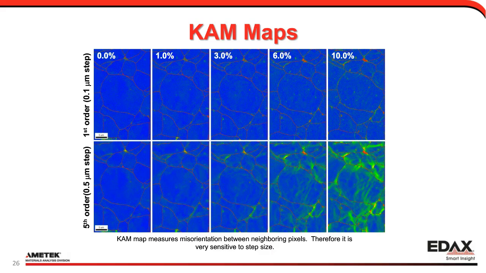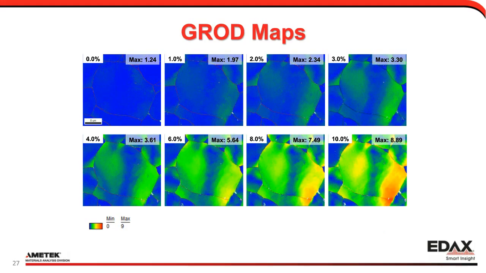One point that comes out immediately is that it is sensitive to step size, and I'll come back to that in more detail. So here's the GROD maps, the grain reference orientation deviation maps, where we're comparing the orientation at each point relative to the average orientation for the grain. And you'll see that develop quite nicely. Areas in blue will be very near the average orientation of the grain, and areas in red are quite far away from the average orientation of the grain. In this case, almost 9 degrees.